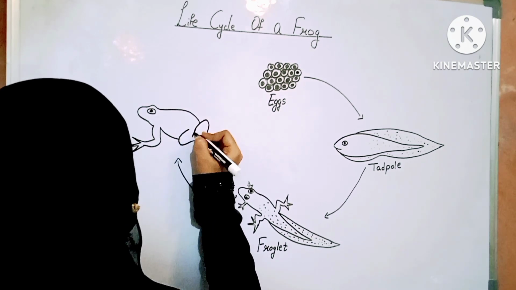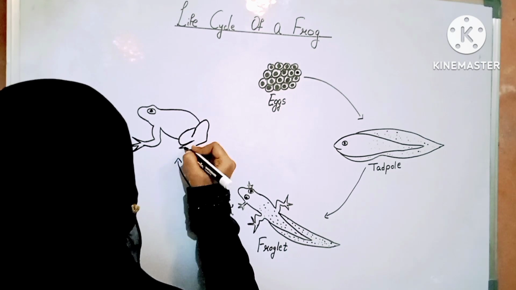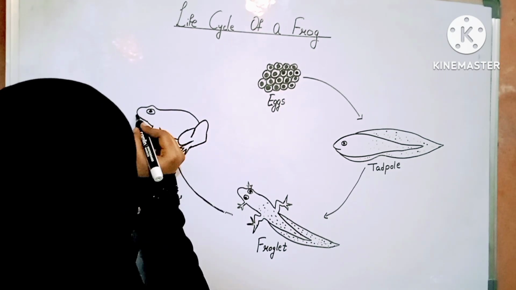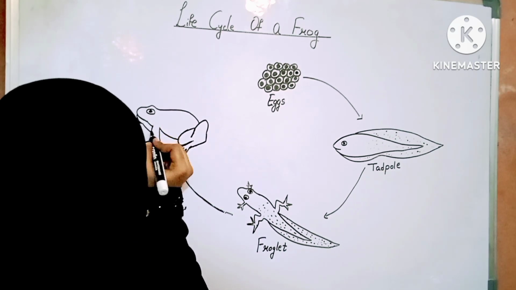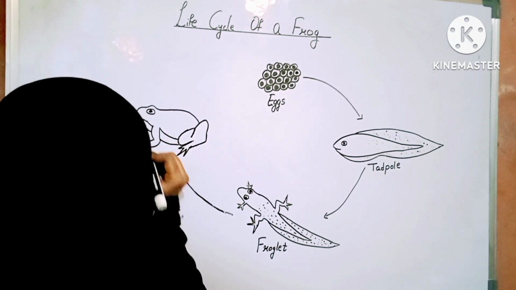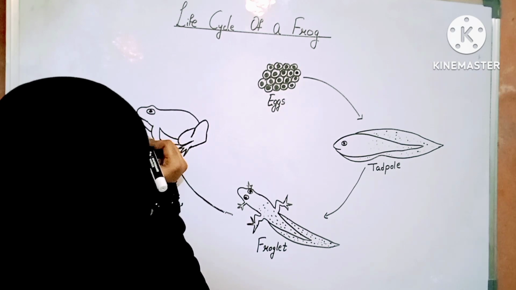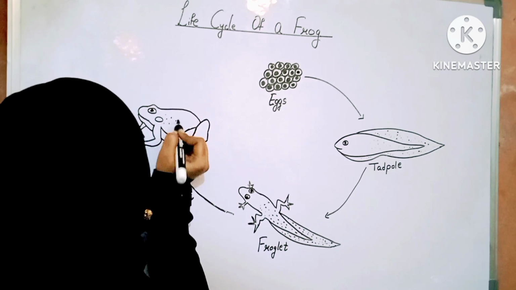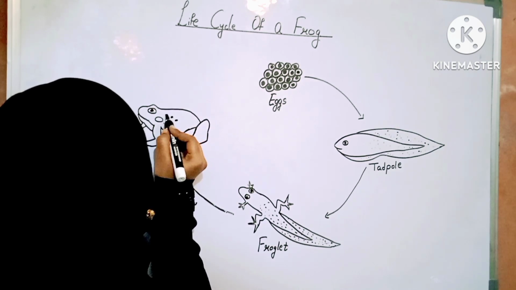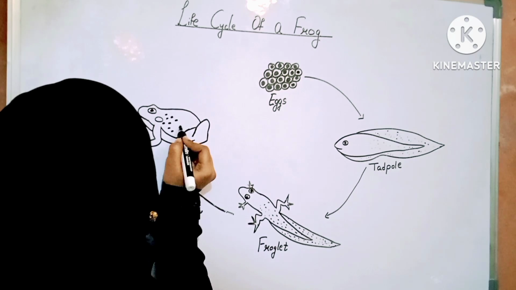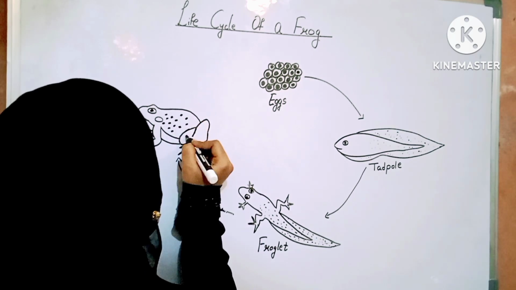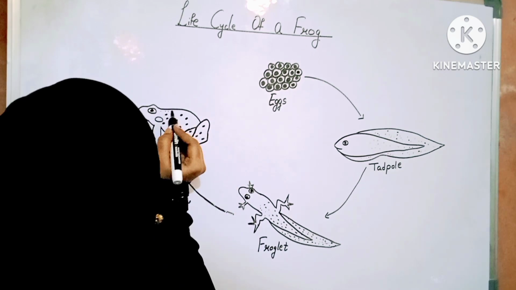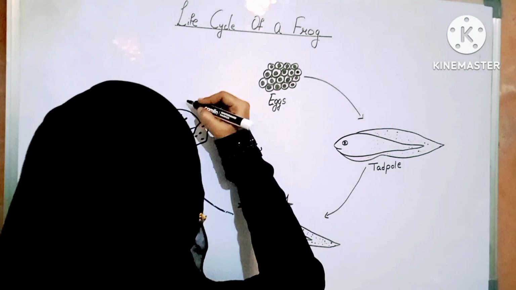The tail has disappeared. Okay. Here is a complete frog, isn't it? This is a complete life cycle of a frog. Yes, there are four main stages we have studied: the egg, the tadpole, the young frog, and the adult frog. Once the life cycle is complete, the adult female frog can lay eggs and the life cycle of the frog can start all over again.